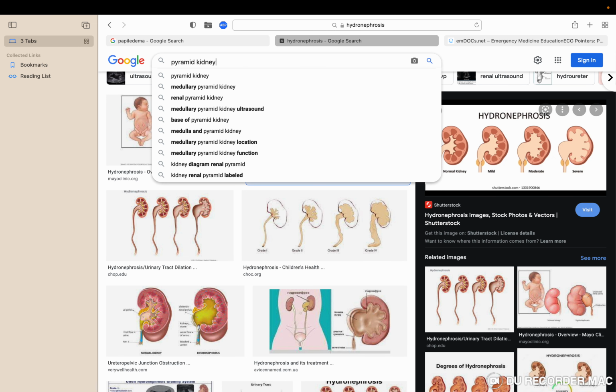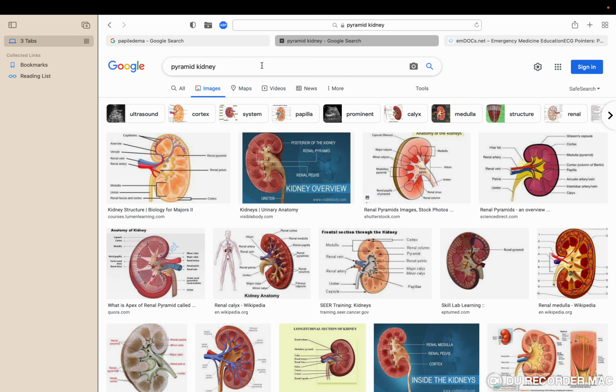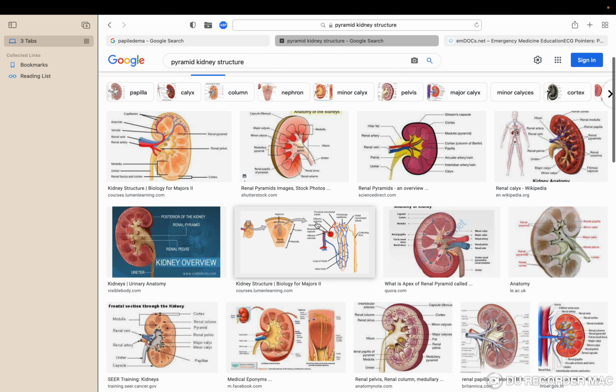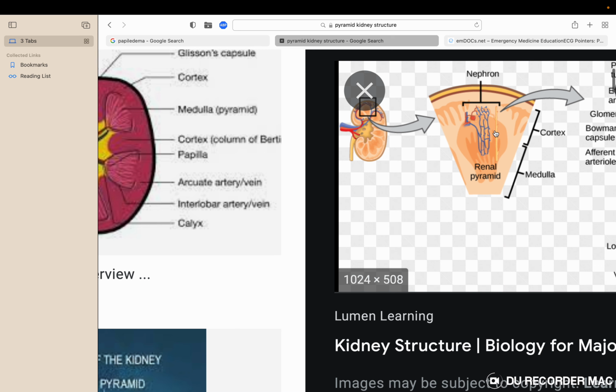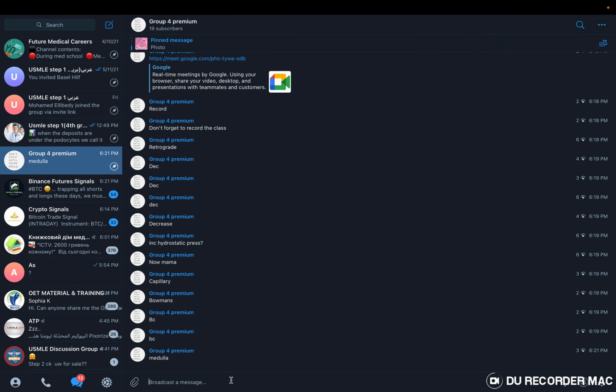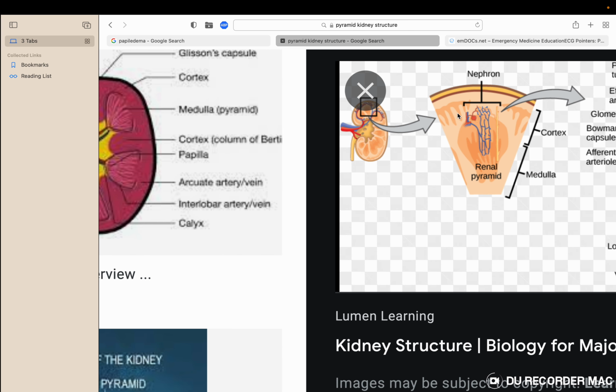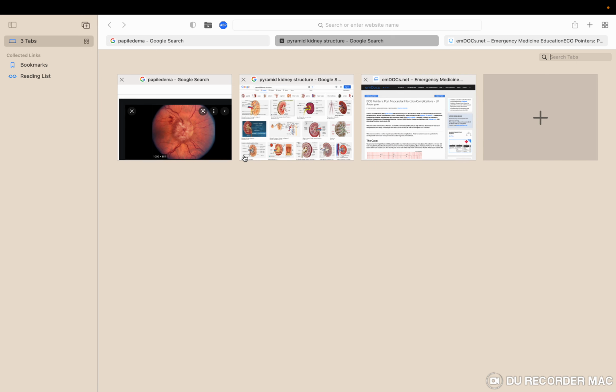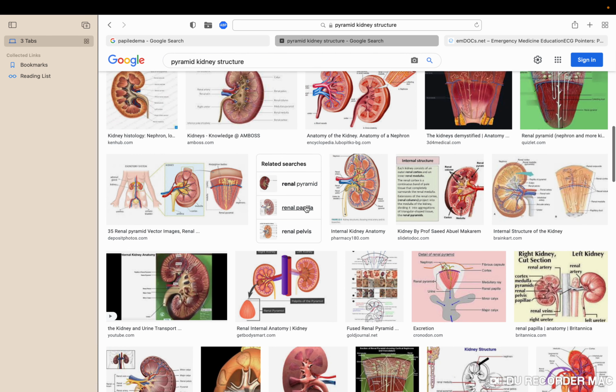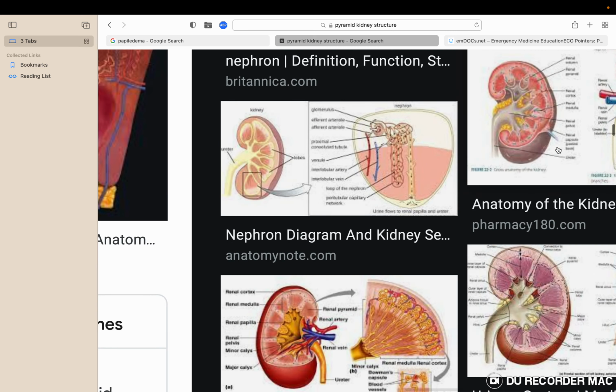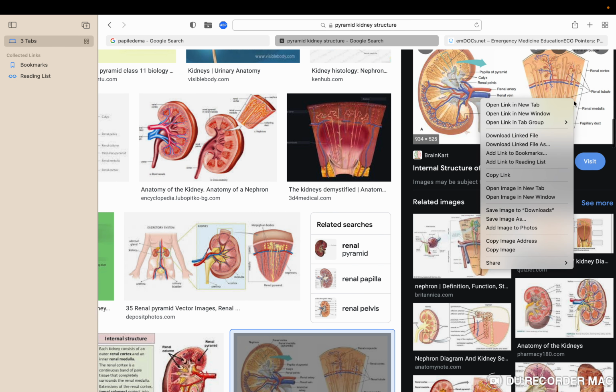What do we have inside of our pyramid? So your nephron is located inside of your pyramid. So the pyramid has the cortex of the kidney and has the medulla of the kidney, okay? So it has both portions of the kidney. And here you go. So as you can see, inside of the pyramid, there are the two structures of the kidney, both the cortex and the medulla.